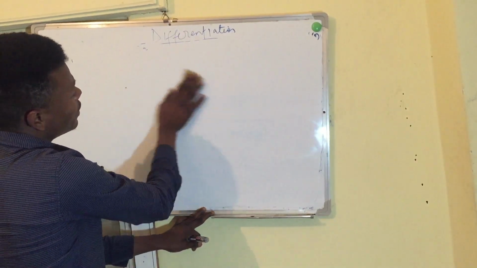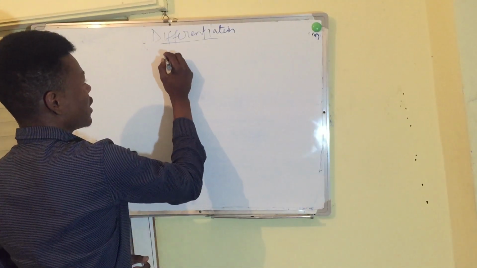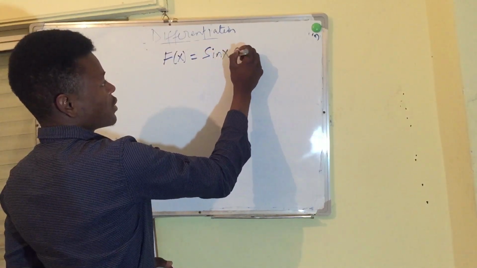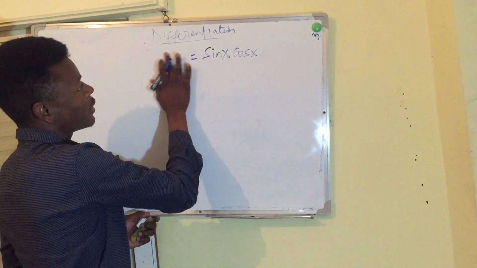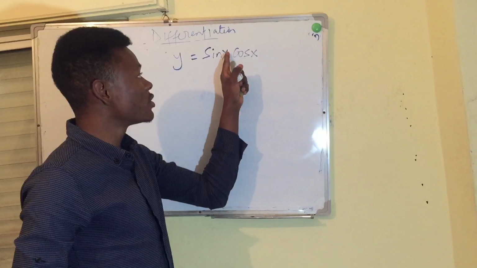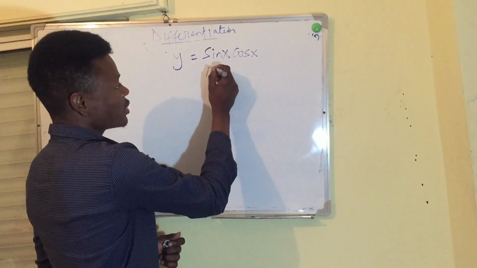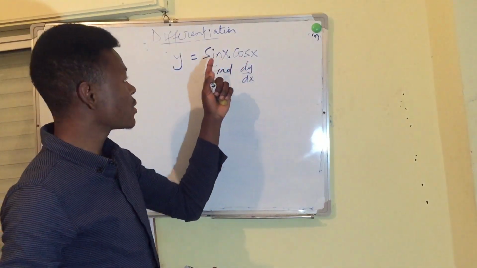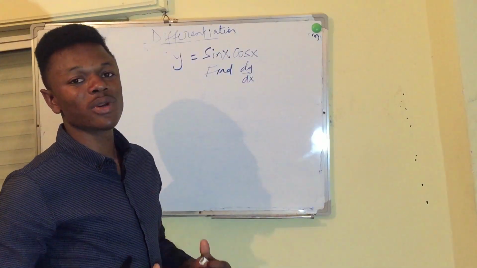So abin da yake faruwa idan kana da function, for example, let us say a function f of x is equals to sine x cos x, like this. Or let me say y equals to this. Mun gani wannan mun san wani function ne yake multiplying wani function. So to find the derivative of this function shine find dy dx. Mun san sine x ne yake multiplying cos x. So wannan product rule kenan.